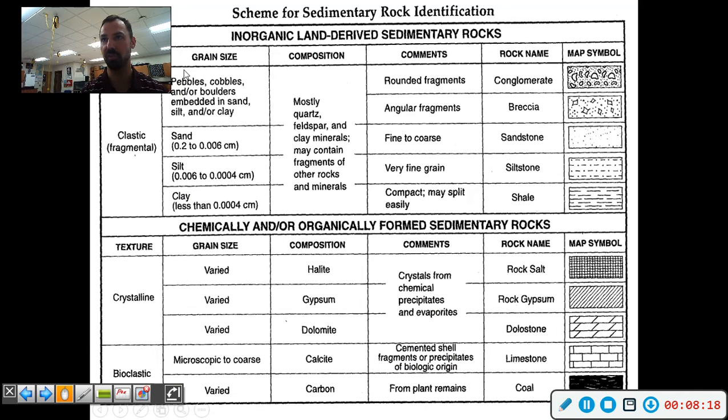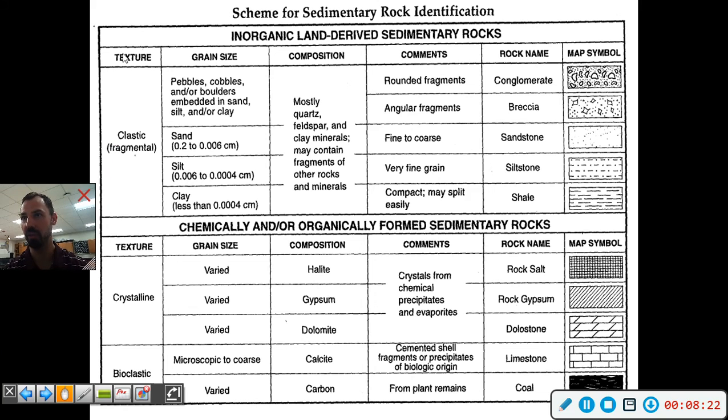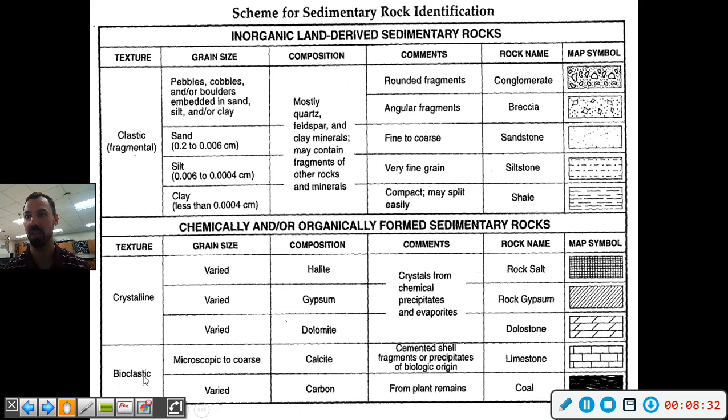Okay, so here's the chart you're going to be using. So again, here's the breakdown. I mentioned texture as being one thing. So that's clastic, fragmental. You also have crystalline textures, which remember those are crystal form sedimentary rocks. Bioclastic: when you see the word bio or beginning with bio, that means life. So those are formed from life or formerly living materials.